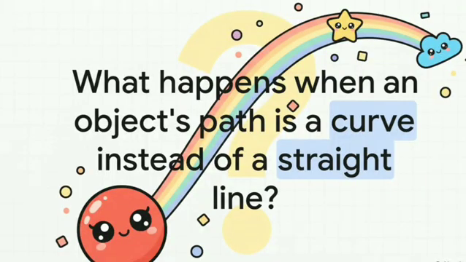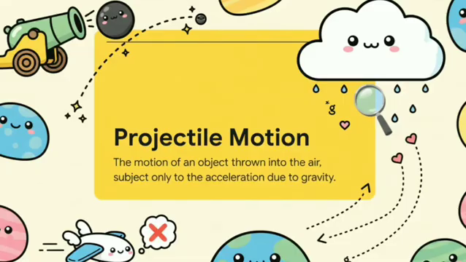What happens when you don't just drop a ball, but you throw it? Not just up, but forward. How do you read the story of that beautiful, curved, arching path it makes? Well, that's what we call projectile motion.